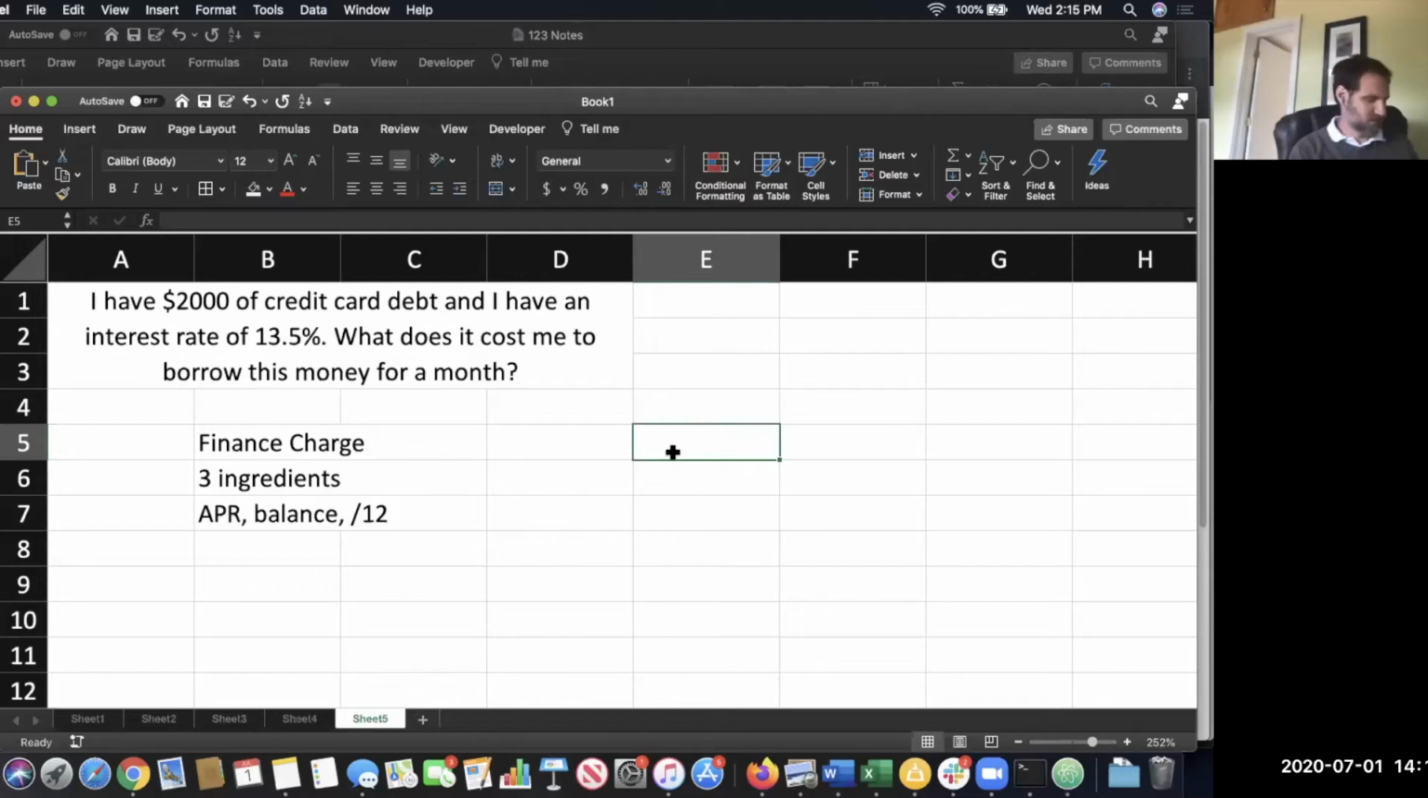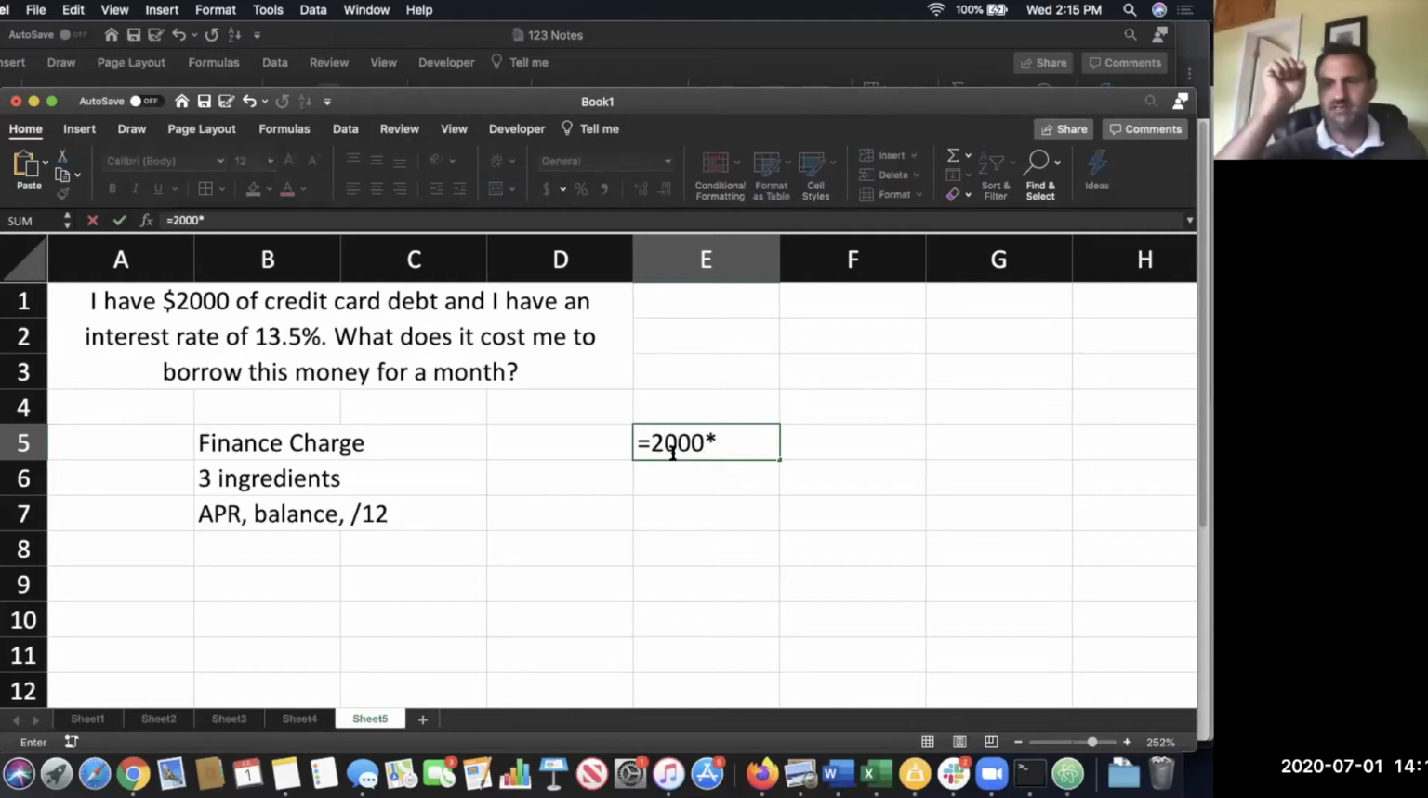Or do you need more clarity about what I mean by the 3 ingredients? Yeah, what do you do with them? We're going to multiply. So we're going to take 2,000 times, now 13.5%, of course, is 13.5 divided by 100. So I'm going to write it out as its decimal, 0.135. And then I'm going to divide by 12. So I'm multiplying the balance by the APR and I'm dividing by 12. Those are the 3 ingredients that you need to calculate the finance charge.